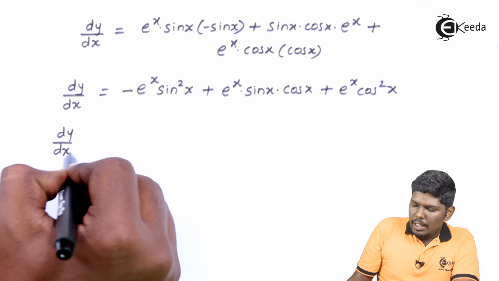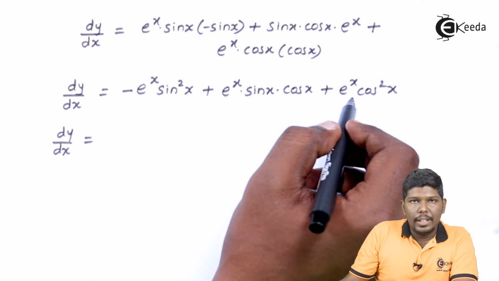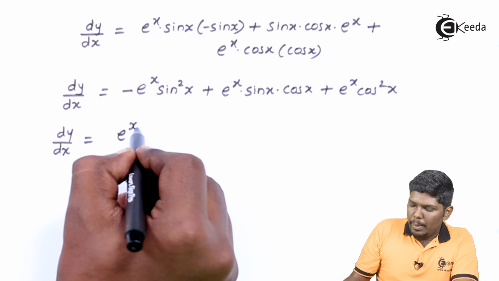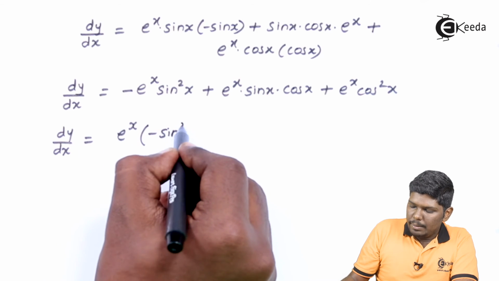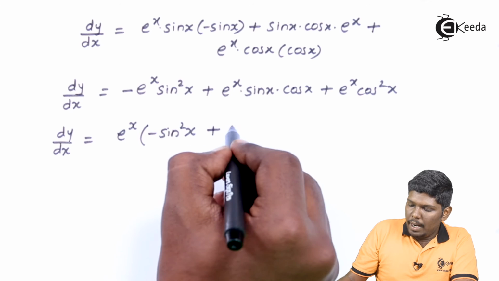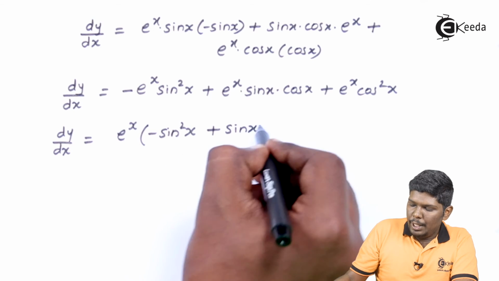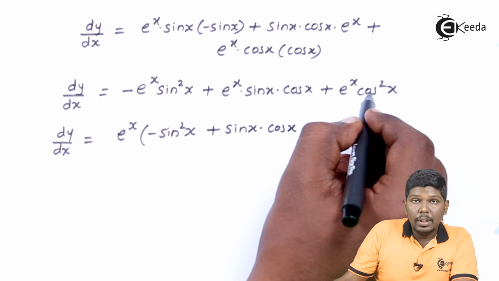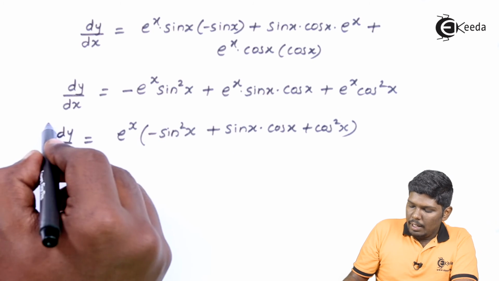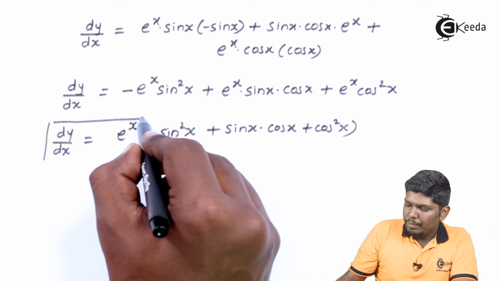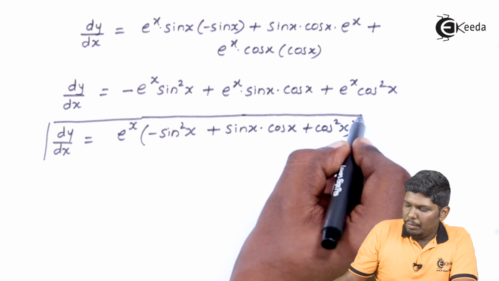If you notice, each term is having e raised to x. Taking e raised to x common, from the first part we have minus sin square x. From the second part we have sin x into cos x. And from the third part we have cos square x. This is the derivative of the given function.